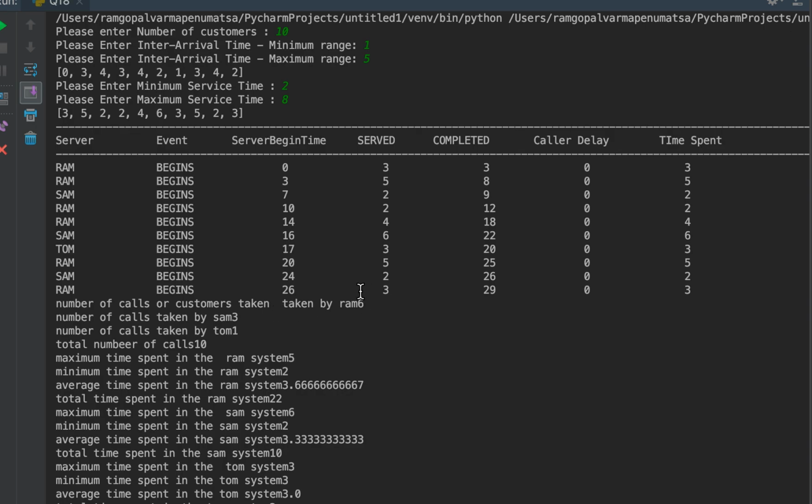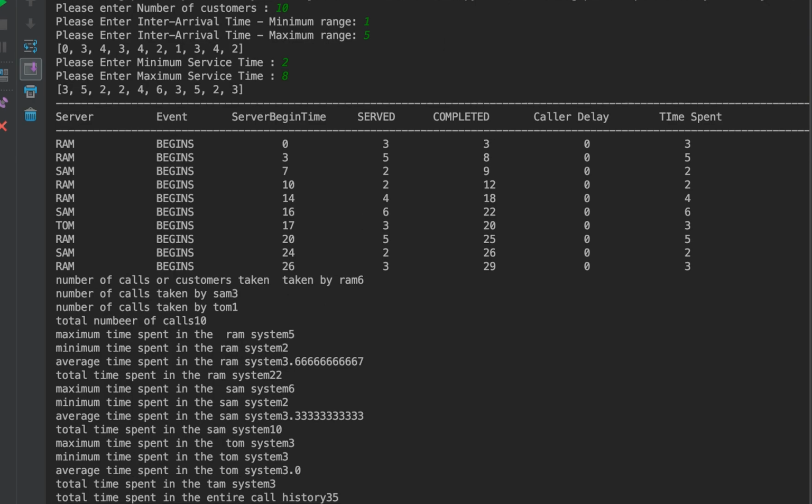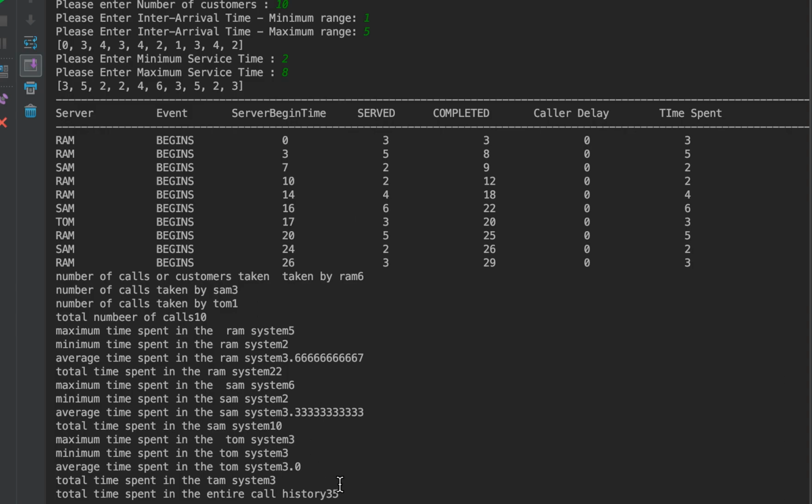Total calls taken by RAM is 6, total number of calls taken by SAM is 3, and the number of calls taken by Tom is only 1. Total calls is 10, as we gave the number of customers. Also here you can see the maximum time spent in the RAM system is 5 minutes, the minimum time spent is 2 minutes, the average time spent in the RAM system is 3.6 minutes, and the total time spent in the RAM system is 22 minutes. The same concepts are applied to SAM and Tom. And you can also see that the total time spent in the entire call history is 35 minutes for this simulation.